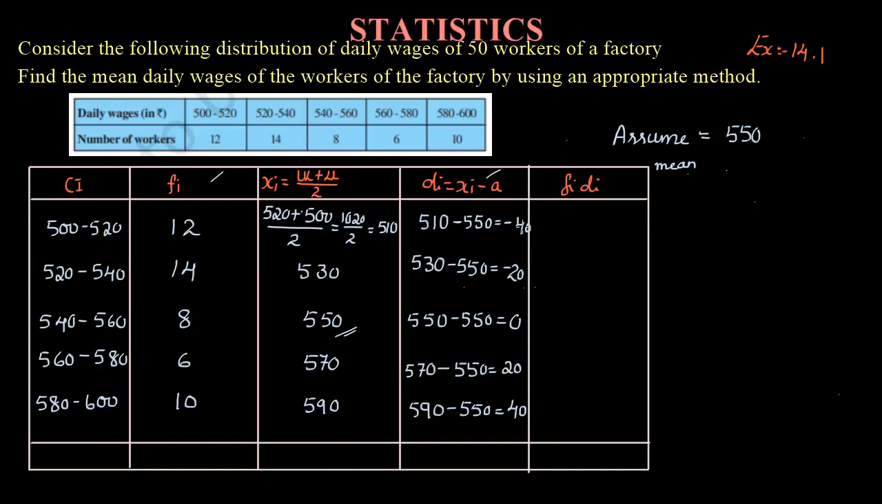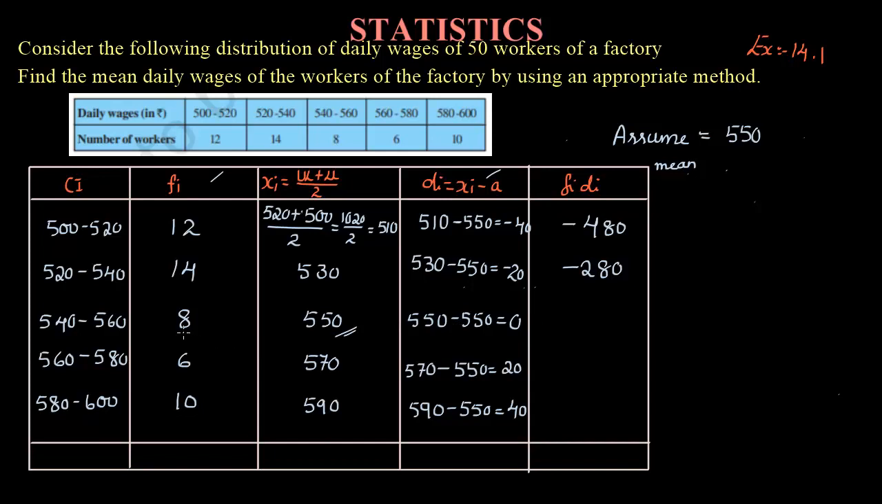So 12 into minus 40. Here plus is there, here minus, so you need to multiply. Plus into minus is minus. And after multiplying 12 into 40, you are going to get 480. Then 14 into minus 20. Here also again negative will come. Plus into minus is minus, and here you will be getting 280.